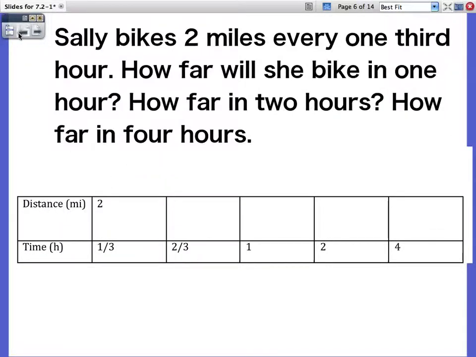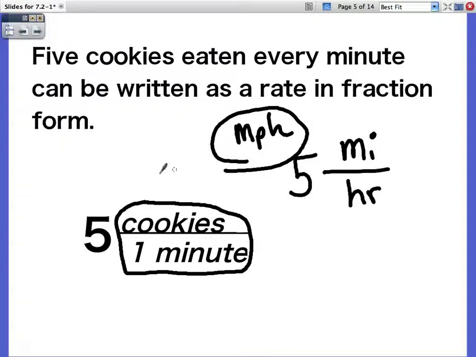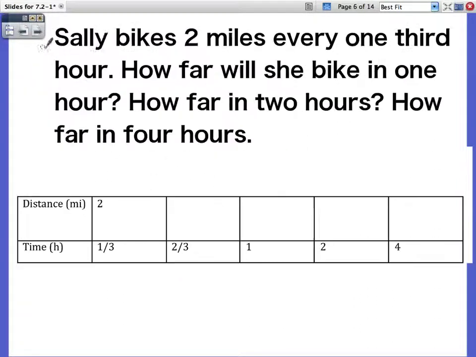Because remember, a rate is an action over time. So she's biking a distance. So that's why I'm putting distance in the top, because that's her action. She's moving a certain distance. And then time obviously goes in the bottom. So after 1/3 hour, she went 2 miles. After 2/3, she's going to have moved a total of 4 miles because 2 miles for this 1/3 and 2 miles for this 1/3 total to make 4.